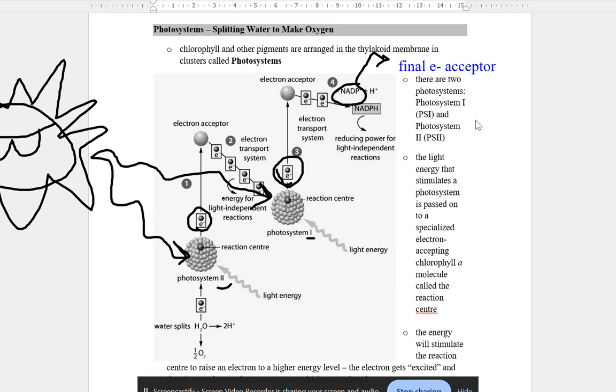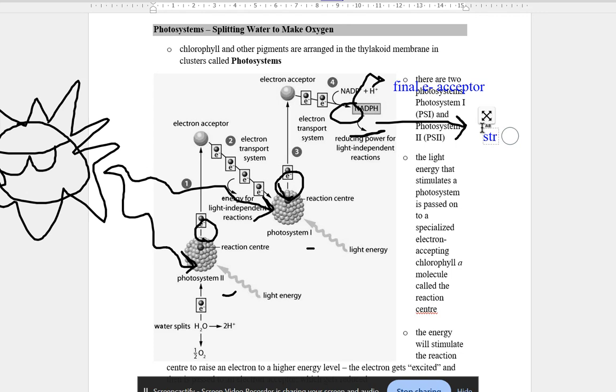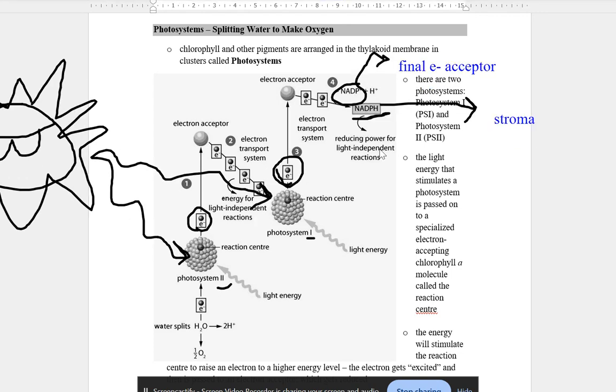So when he gains these energetic electrons, then he gets reduced. And so not only does he gain electrons, but he makes this high energy molecule, NADPH, who's now going to head out to the stroma, and this high energy molecule is now going to power the light-independent, the Calvin cycle reactions to make sugar.